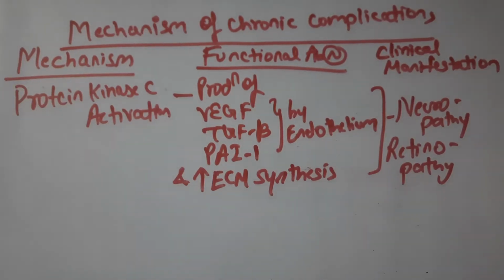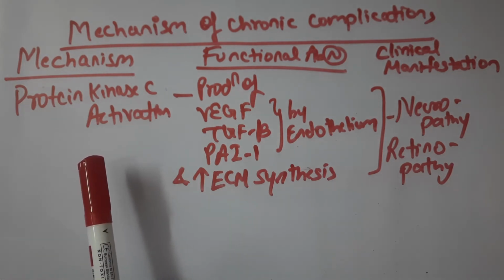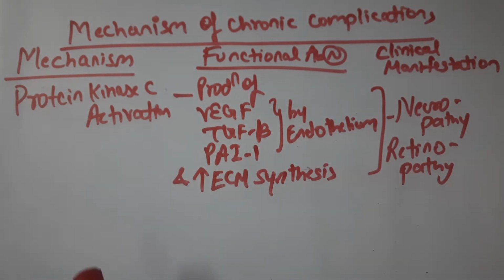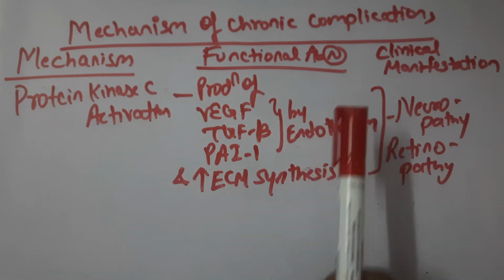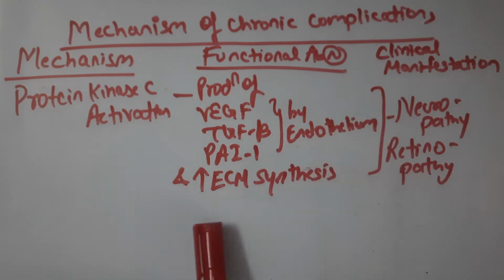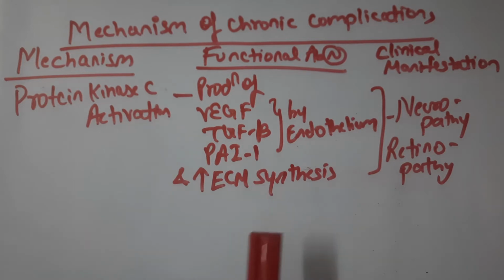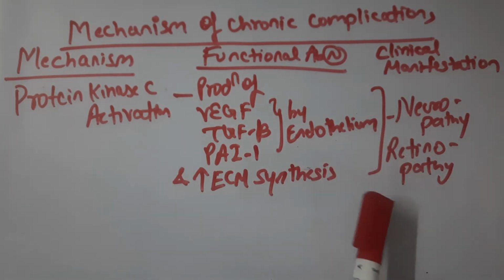The next mechanism: the first one was non-enzymatic glycosylation, the second one is protein kinase C activation. Via protein kinase C activation, it could lead to production of vascular endothelial growth factor, TGF beta, plasminogen activator inhibitor 1 by endothelium, and increased extracellular matrix synthesis. This can lead to neuropathy or retinopathy.